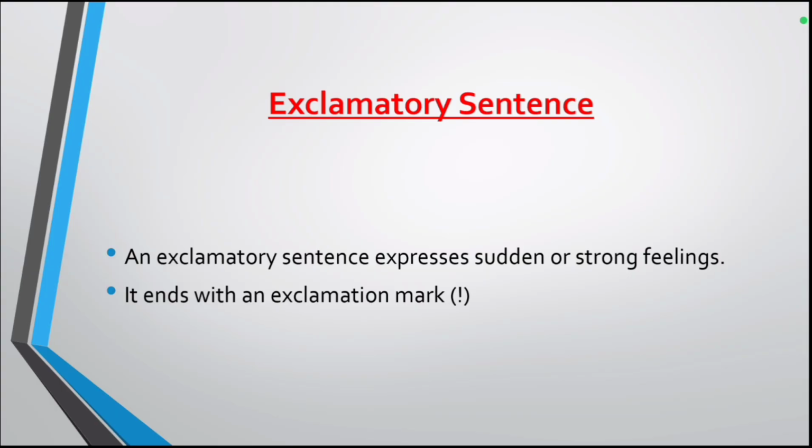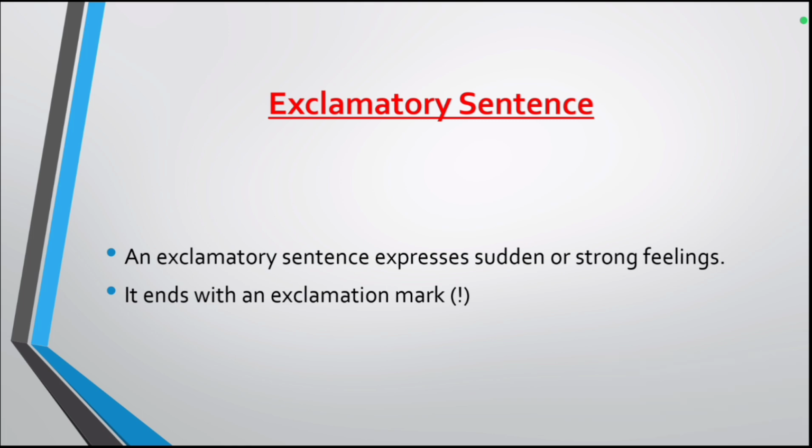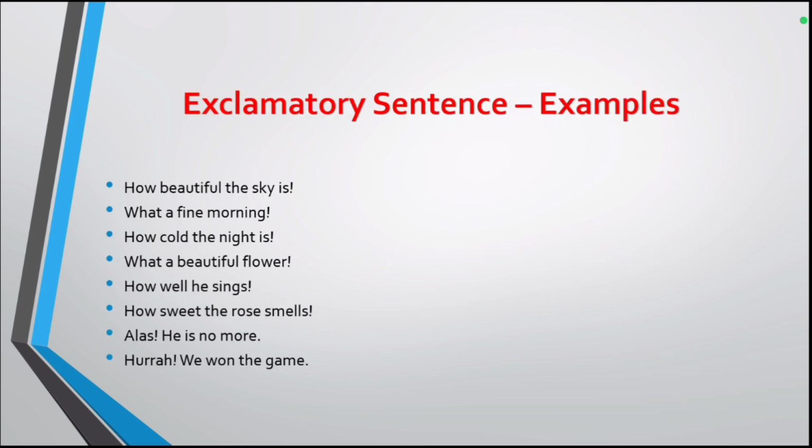Next, last one, exclamatory sentence. It is very easy, like what I said for the second one, the interrogative sentence. An exclamatory sentence also has a specific symbol, known as the exclamation mark. If you see an exclamation mark in a sentence, then you just blindly put a tick mark on exclamatory sentence. That's it. Here you can see some examples of exclamatory sentences.